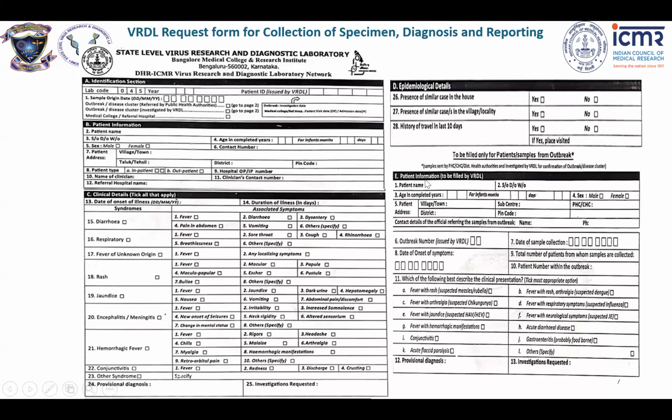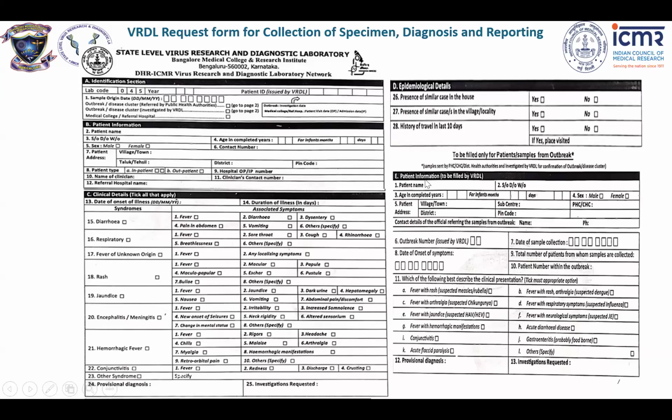So these are the tests that were done from cases of fever with rash in the year 24-25. Majority of the cases samples were received from suspected cases of dengue, followed by chikungunya. For HSV, we did receive samples directly from the lesions, which were subjected to PCR.